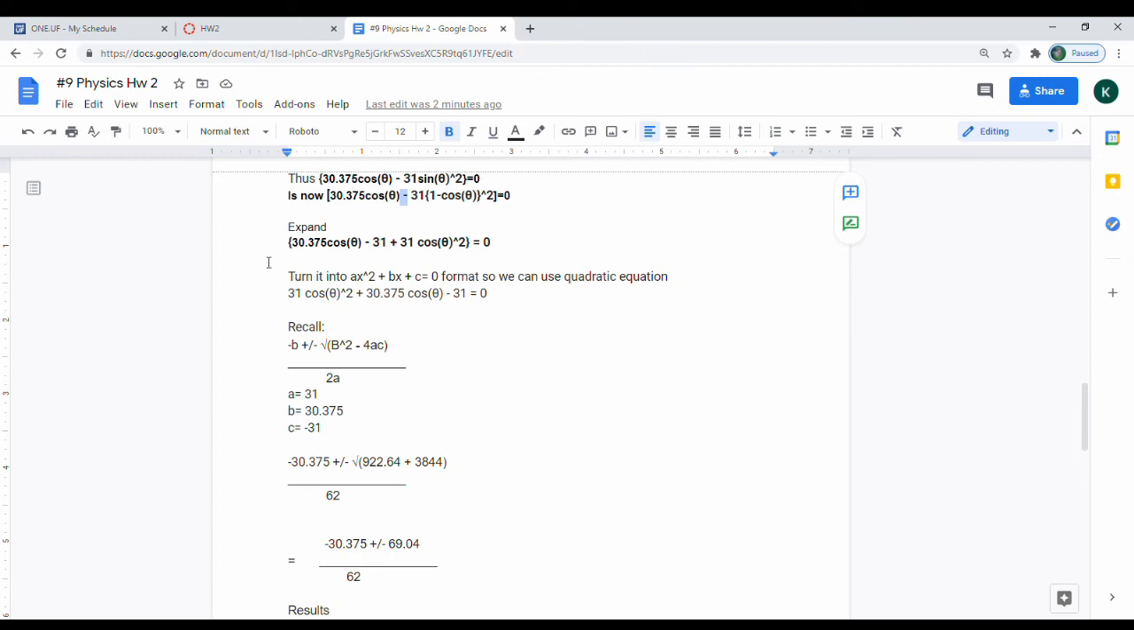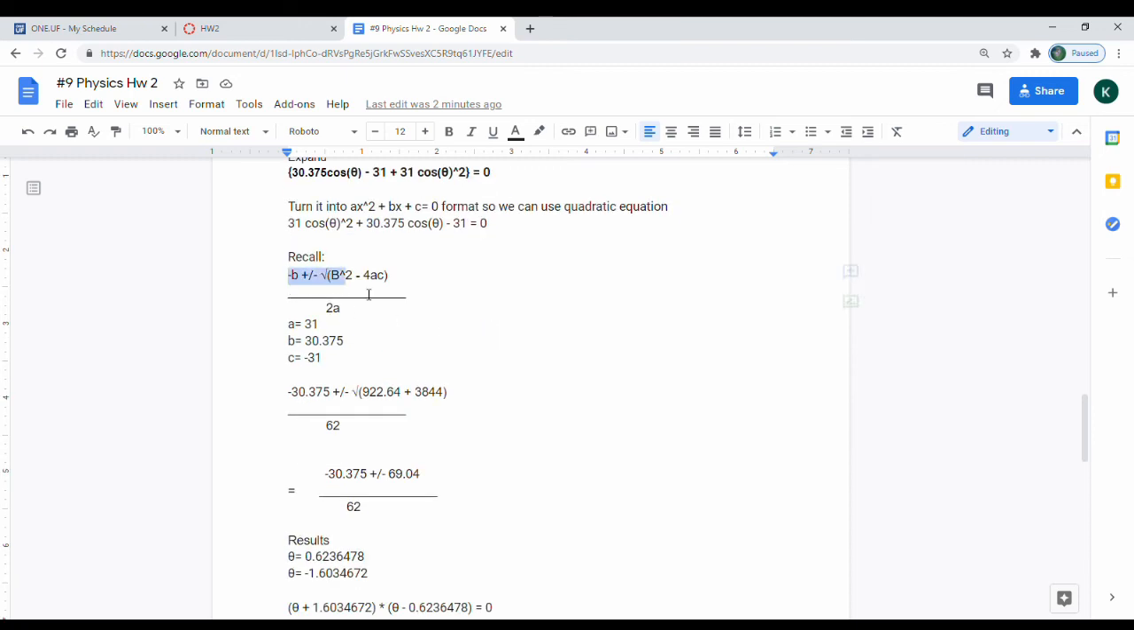So now let's turn this into an ax squared plus bx plus c format. Think of the theta as almost like an x. It's a variable. We don't know what it is. So we turn it into 31 cosine theta squared plus 30.37 cosine theta minus 31 equals 0. So then remember the quadratic formula. A is 31, B is 30.37, C is just negative 31. You could easily get that from this.